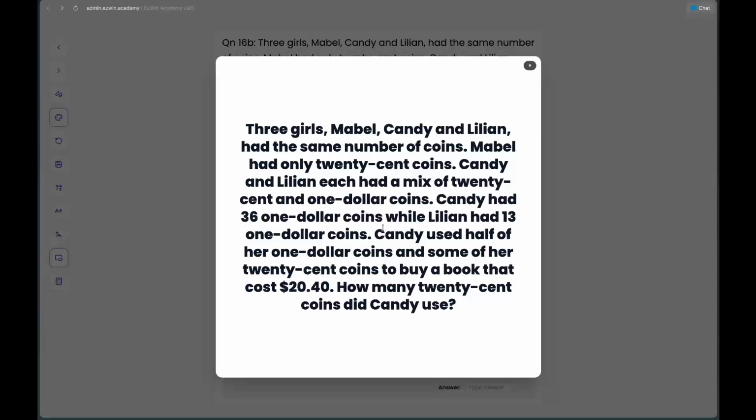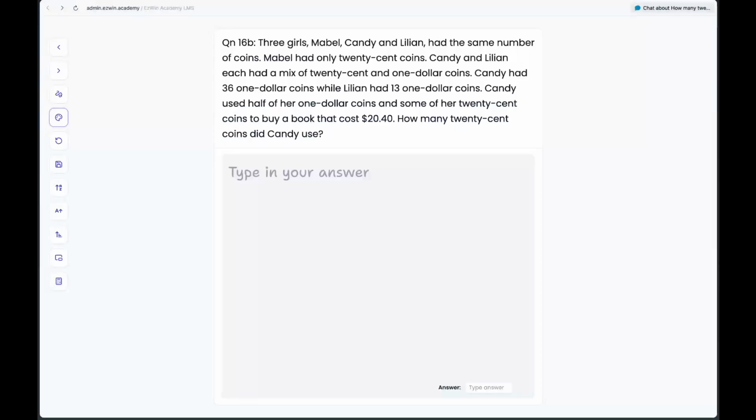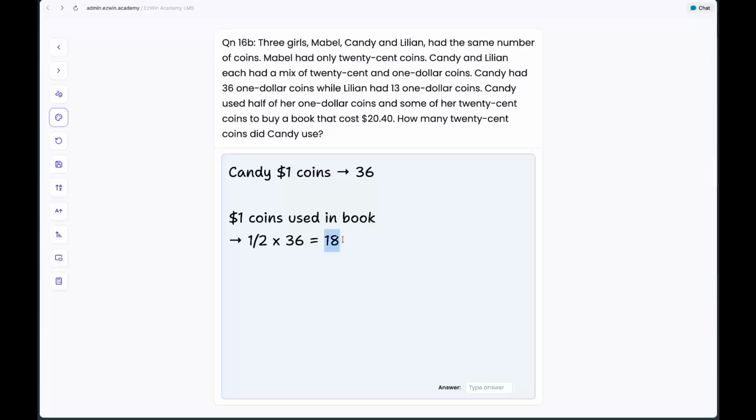Okay, so for part B, Candy used half of her $1 coins and some of her 20-cent coins to buy a book that cost $20.40. How many 20-cent coins did Candy use? So we know that Candy has 36 $1 coins. From the question, she used half. So the $1 coins used for the book is basically half of the 36, which is 18.